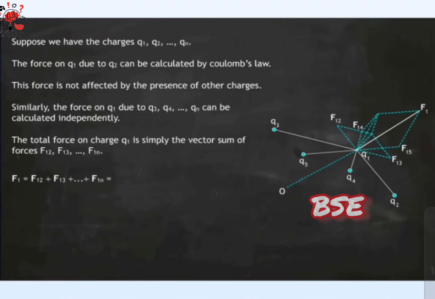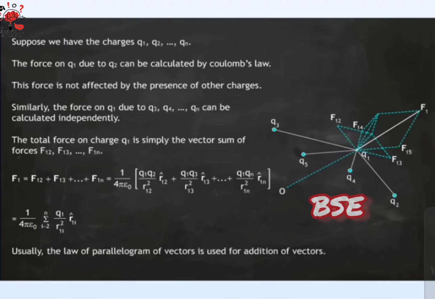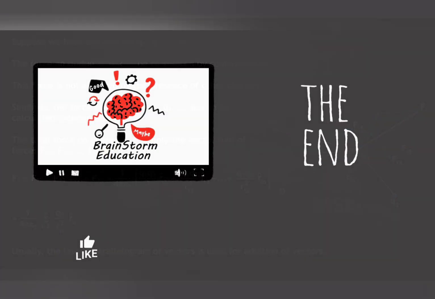Vector F1 equals vector F12 plus vector F13 up to vector F1n, which equals 1 by 4 pi epsilon naught into Q1 Q2 by R12 square into vector R12 plus Q1 Q3 by R13 square into vector R13 plus so on up to Q1 Qn by R1n square into vector R1n, which equals Q1 by 4 pi epsilon naught summation from i equals 2 to n Qi by R1i square into vector R1i. Usually, the law of parallelogram of vectors is used for addition of vectors.